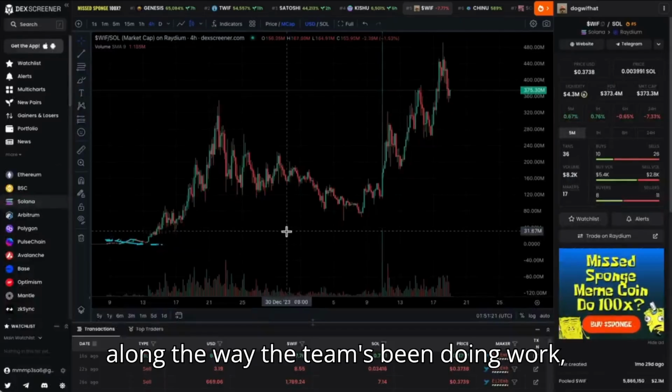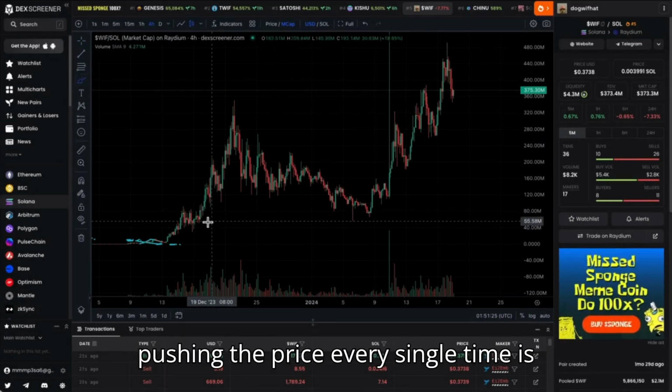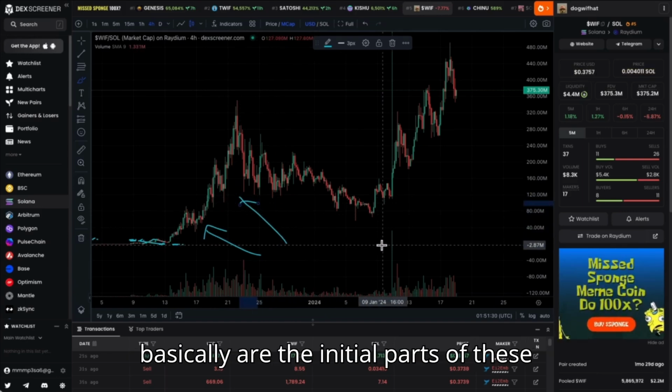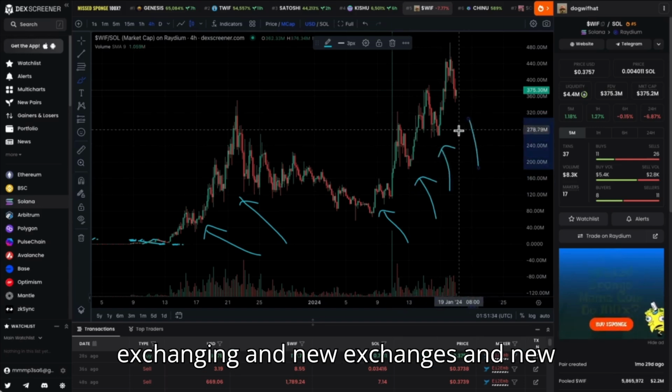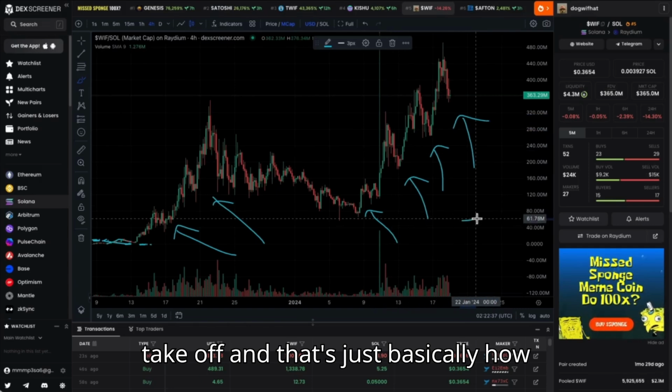But along the way, the team's been doing work. What they've been doing that's been pushing the price every single time is they've been creating new utility, which at the initial parts of these meme coins is basically listing on new exchanges and new websites. That's what really helps it to take off. And that's just basically how they move.